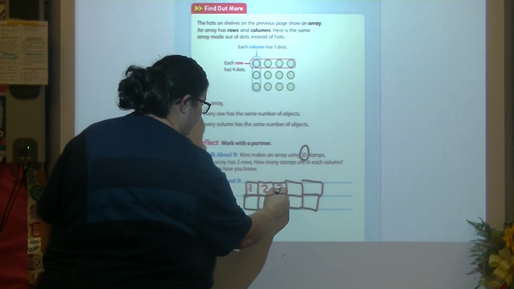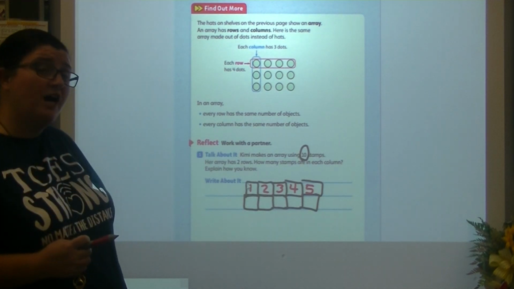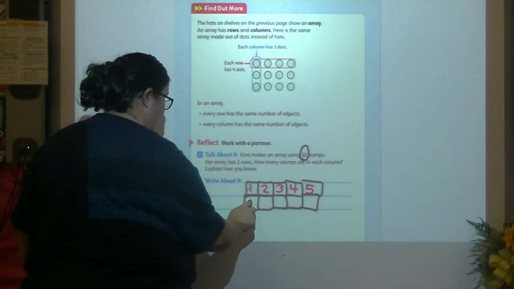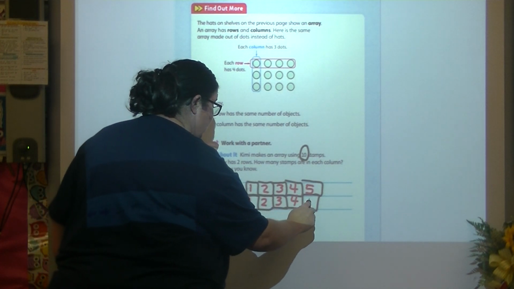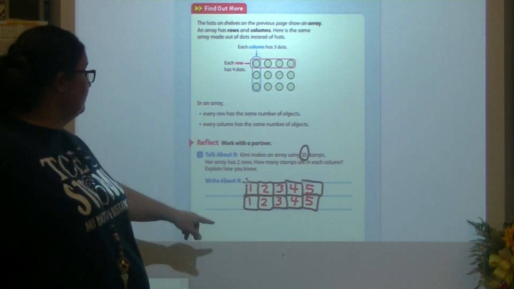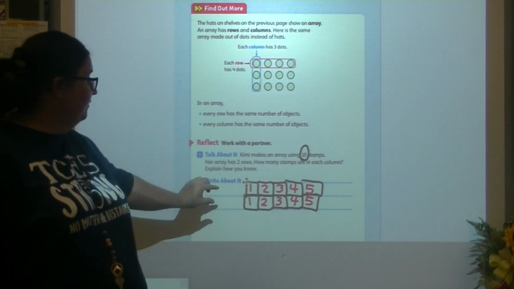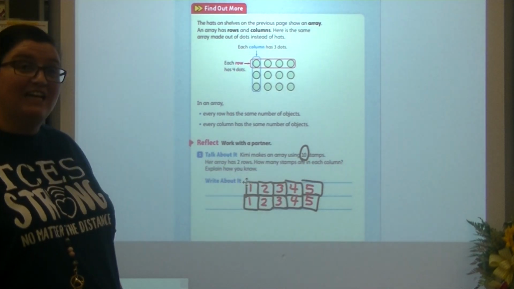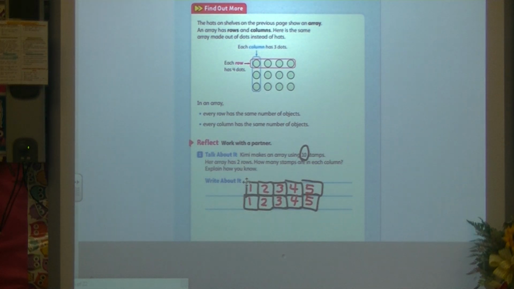1, 2, 3, 4, 5. So how many should be in the bottom row? 1, 2, 3, 4, and 5. So if you have 2 rows with 10 stamps total, you should have 5 in each row. Kimmy has 5 in each row. That equals her 10.